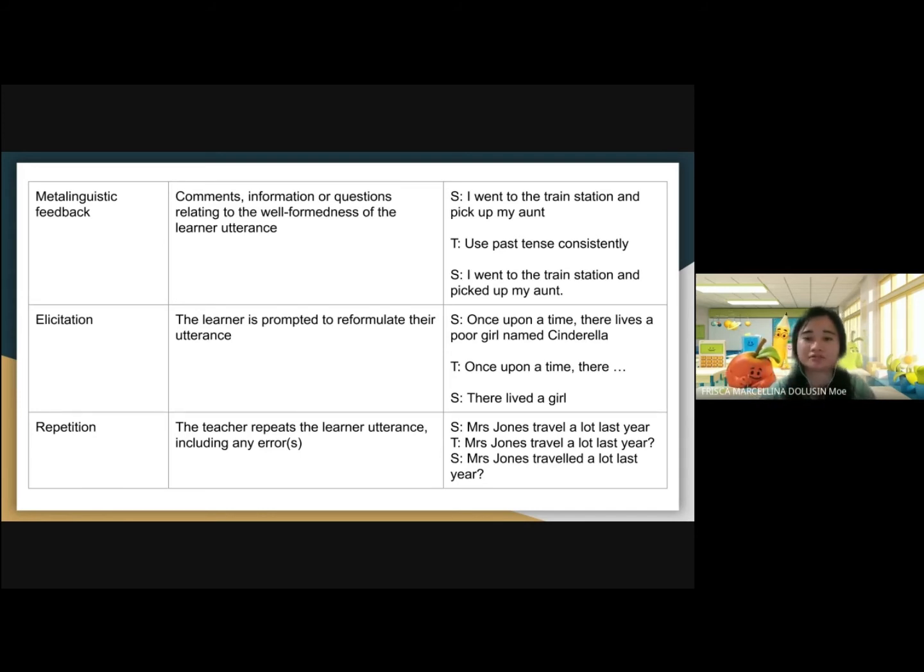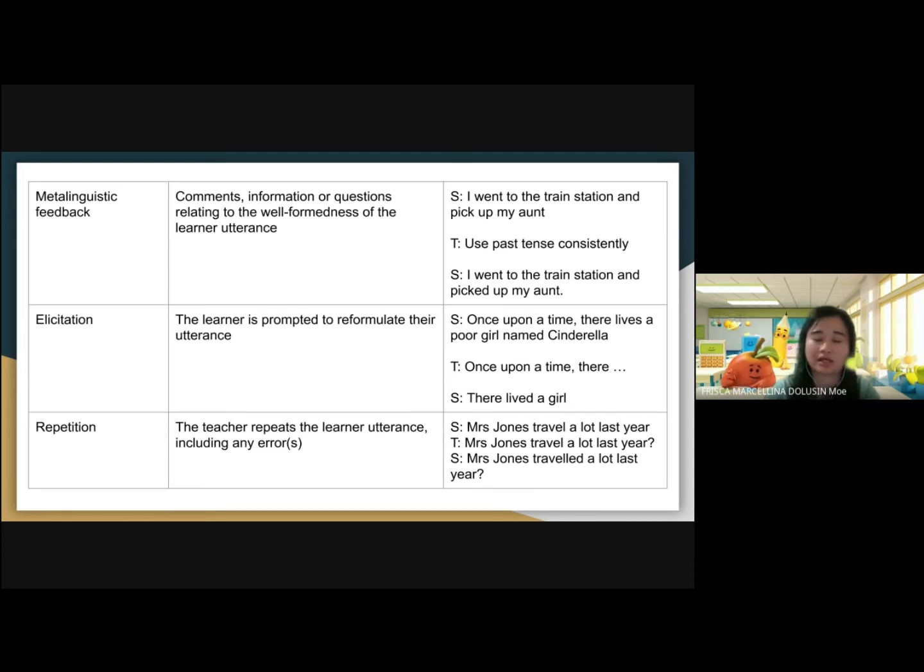aunt. Next is elicitation. The learner is prompted to reformulate their utterance. Here, the teacher will help them to change the word that they use. For example, in the example they've given, once upon a time there lives a poor girl named Cinderella. Once upon a time there, and then the student will change it to there lived a girl.